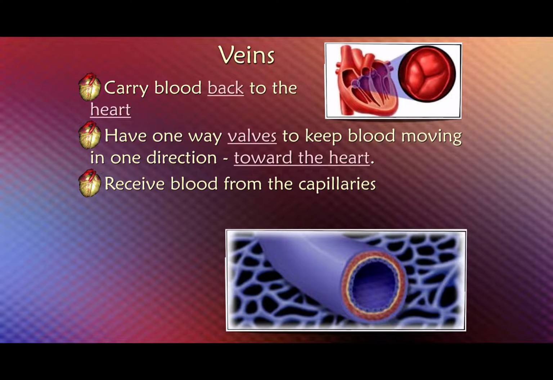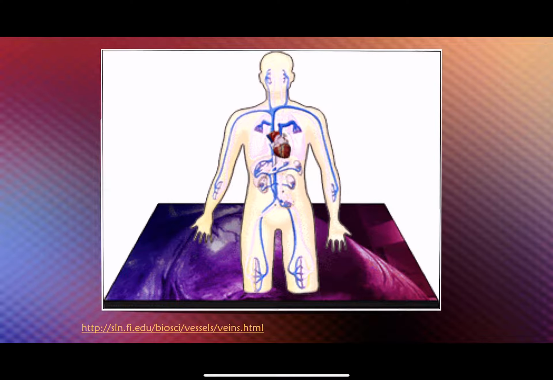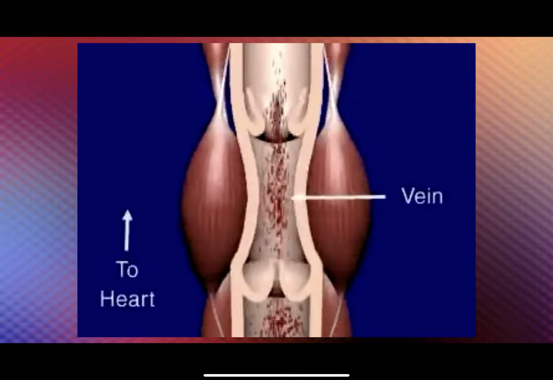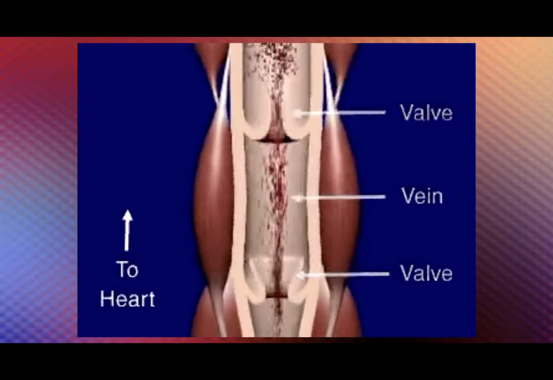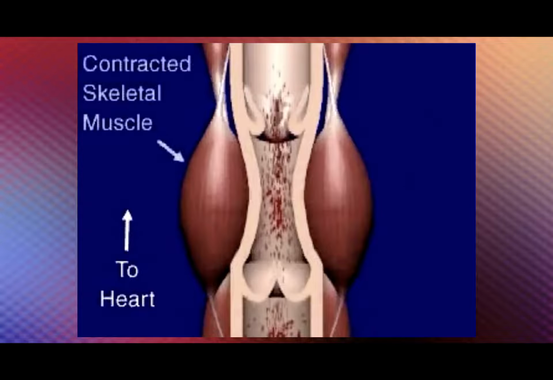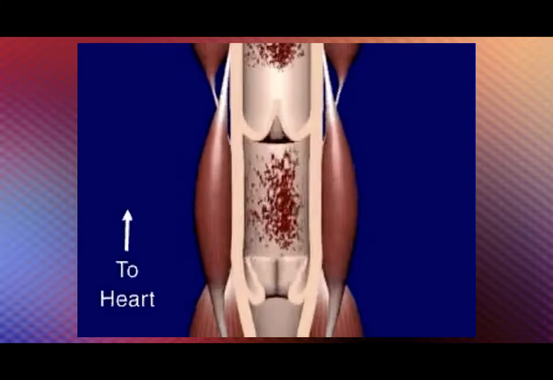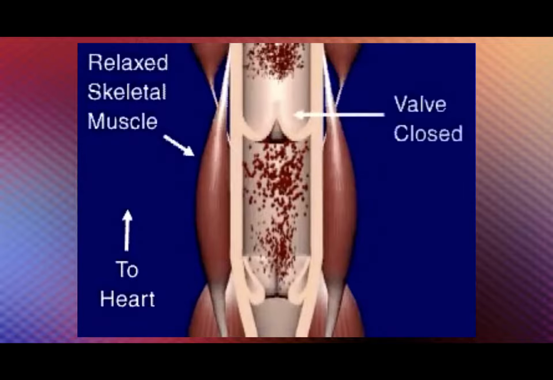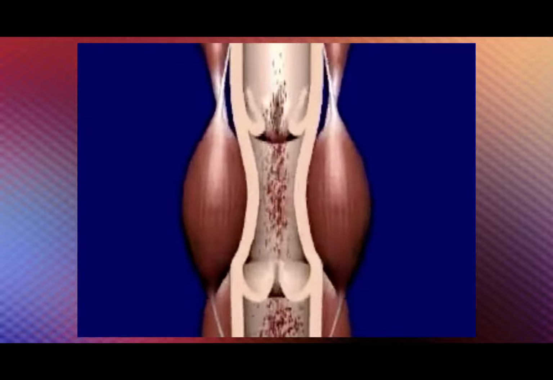Veins receive blood from the capillaries, and they carry waste like carbon dioxide from the cells, and it's therefore low in oxygen, or deoxygenated. Veins contain one-way valves that work in conjunction with skeletal muscles. When the skeletal muscles contract, the valves open, and blood is forced toward the heart. When the skeletal muscles relax, the valves close to prevent the backflow of blood away from the heart.